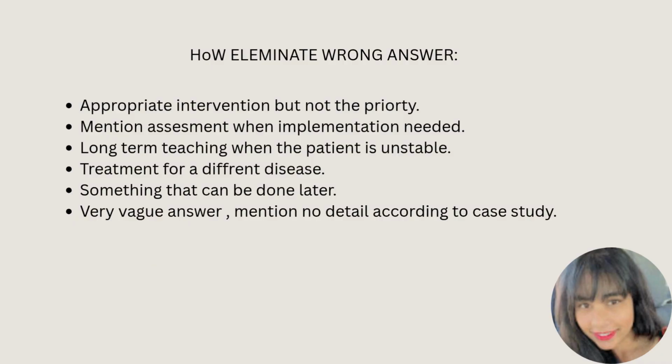Something that can be done later, they will add it in the option. So if you know what your priority is, you will know that anything that can be done later can be done later. It doesn't have to be done right now. So that would be a wrong answer as well. Very vague answer or mention of no detail according to the case study. Some answers are very vague, superficial, with no detail whatsoever, or maybe they have a detail but a wrong detail.